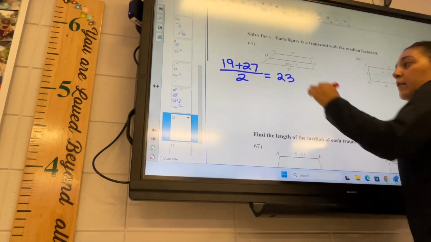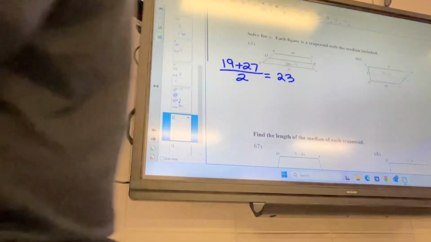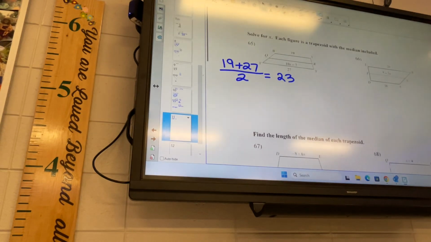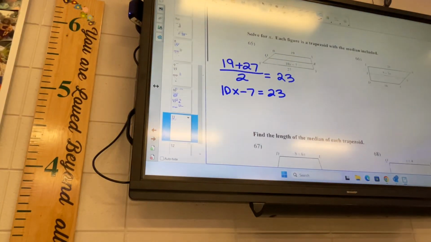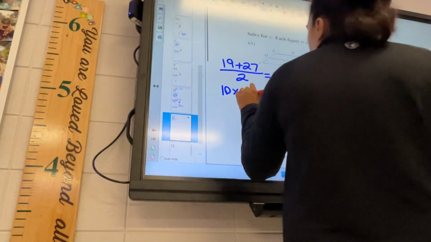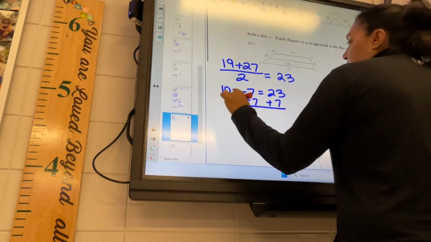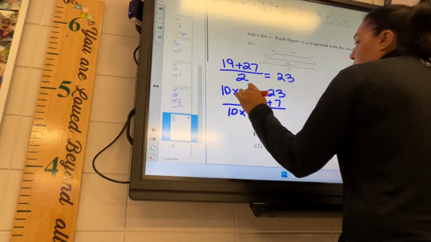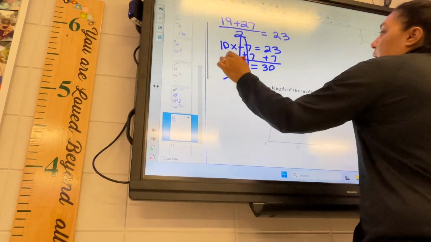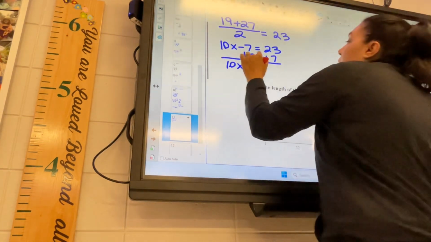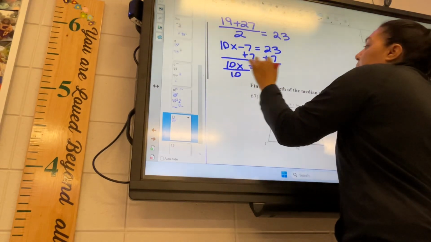23. Okay, and so now that is our middle, but there's also an expression there for our middle. So we can go ahead and say 10x minus 7 equals 23. We're going to add 7 to both sides. So I got 10x equals 30. Then divide by 10.